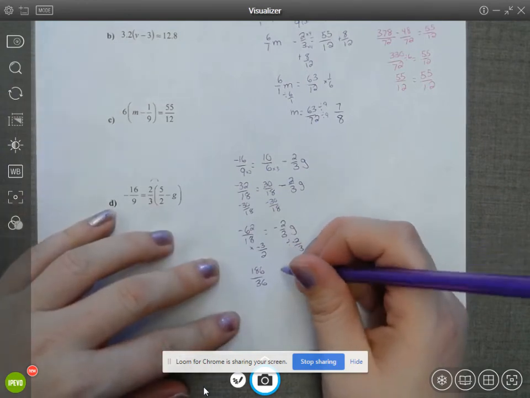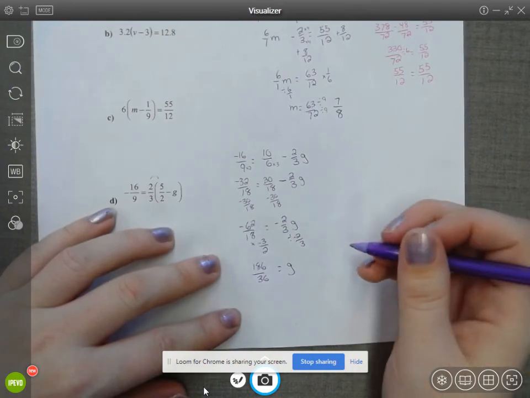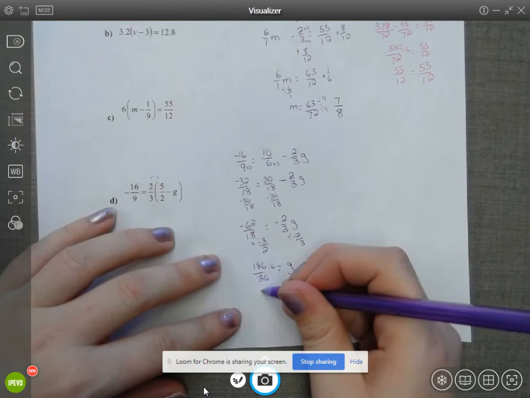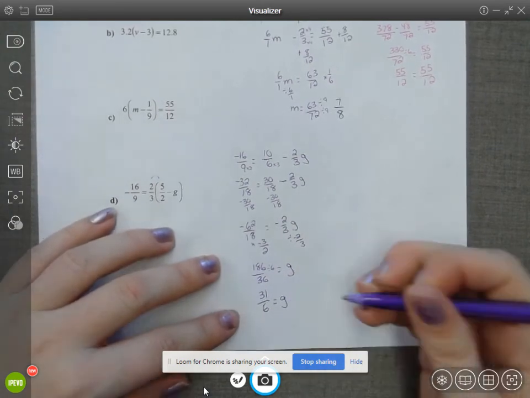And this is still equal to g. Now we should always simplify our final answers if possible, and it can be simplified by dividing by 6, which gives me 31 out of 6 is equal to g.